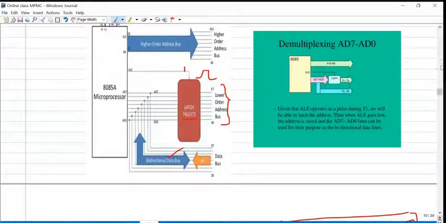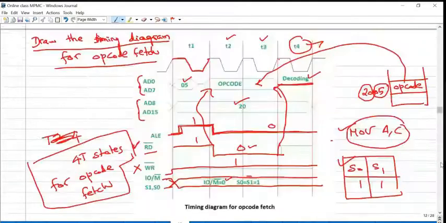We have a 16-bit address bus, but only 8 to 15 are dedicated for carrying the address of the memory or IO device. But AD0 to AD7, based on some condition, will be used for pointing out the address, and based on some condition, it will be used for carrying the data. So what is that control? That control is the ALE, address latch enable. So in the first clock pulse, the address latch enable must be high.